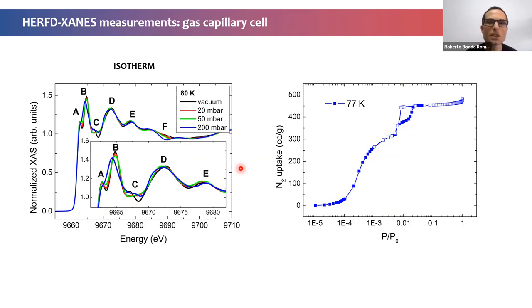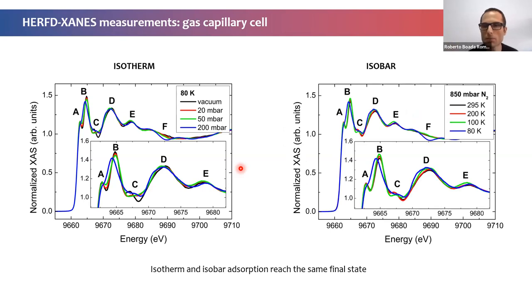So we do see the same thing with the capillary setup, even with isotherm conditions, as we saw with the Linkam cryostage. We did a similar experiment with isobar conditions, at a lower pressure, and we found exactly the same. Okay, so we can pass through this gate opening transition using either isotherm or isobar conditions. Perfectly fine. Good.